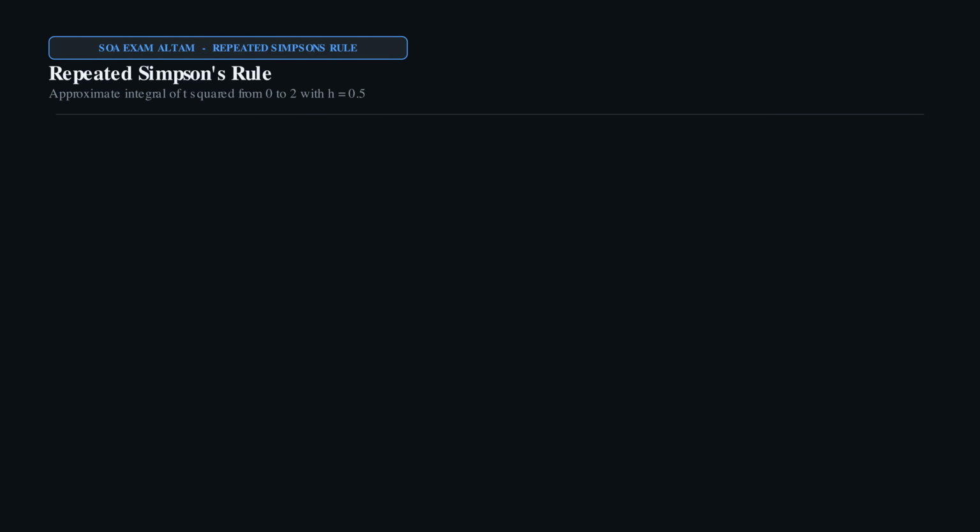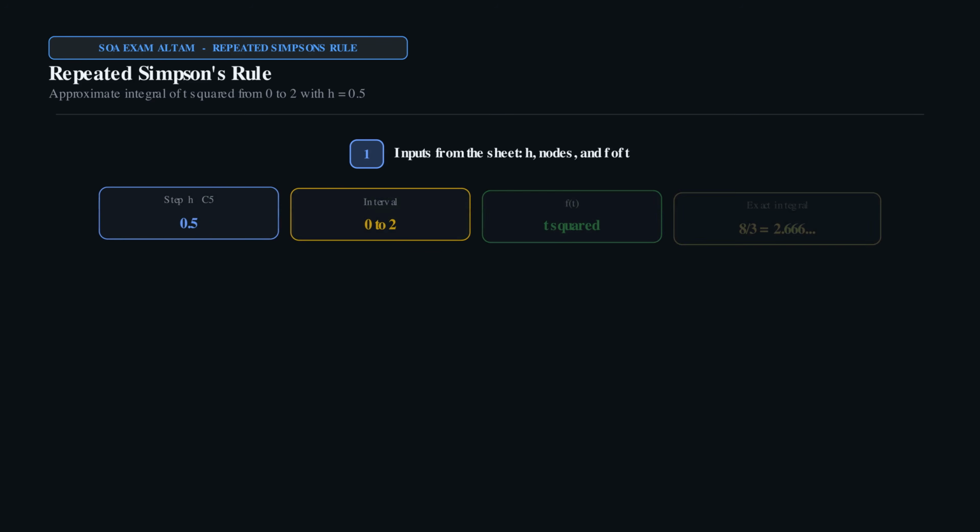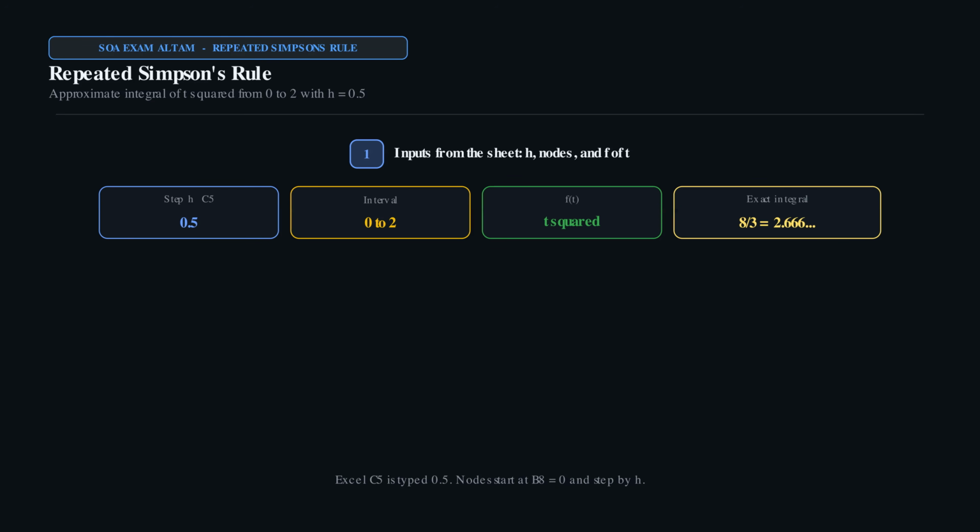This repeated Simpson's Rule sheet is a tiny numerical integration engine. Approximate the integral of t squared from 0 to 2 using repeated Simpson's Rule with step size h equal to 1/2. Cell C5 stores the step size 1/2. The integrand is t squared. The exact antiderivative is t cubed over 3, so from 0 to 2 the true value is 8/3, 2.6667.